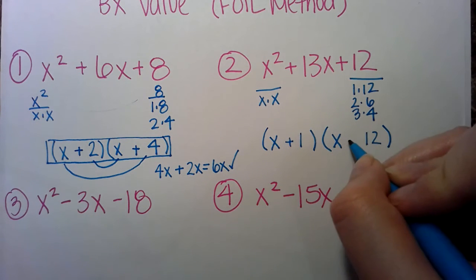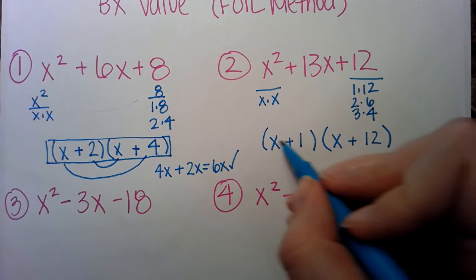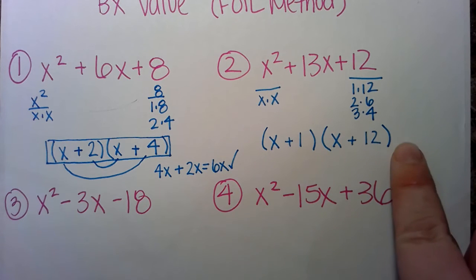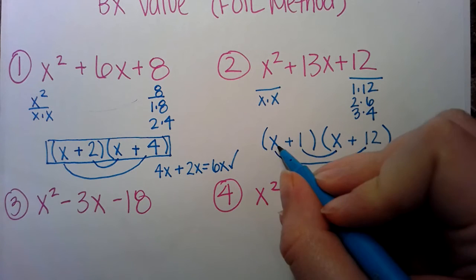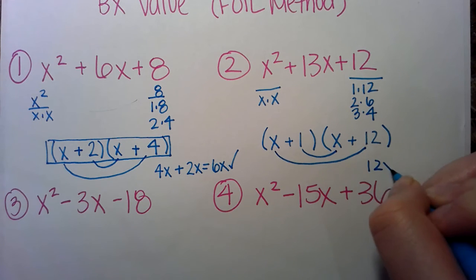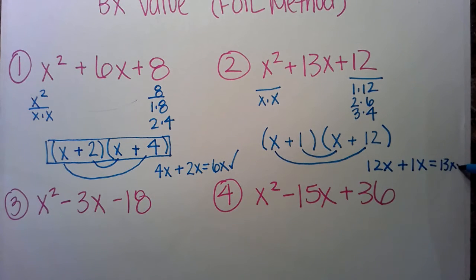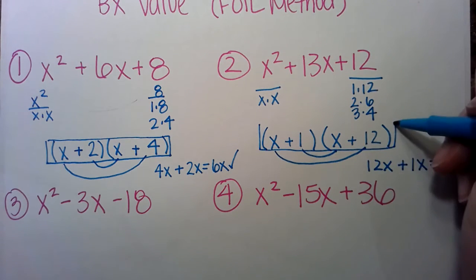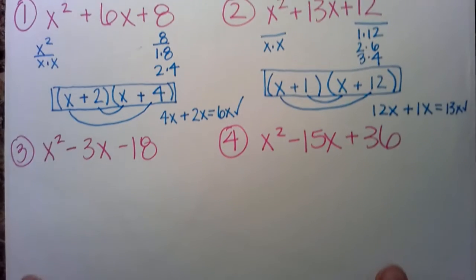I'm going to use a positive 1 and a positive 12 because 1 times 12 is 12. And x times x is x squared, so I'm good to go with the first and the last of the FOIL. So now I'm going to use the outside, the outer, and the inner. So I'm going to do outer, which is 12x, plus inner, which is 1x, and that's going to give me 13x. So that does give me my b value, so this would be my final answer. So x plus 1 times x plus 12.